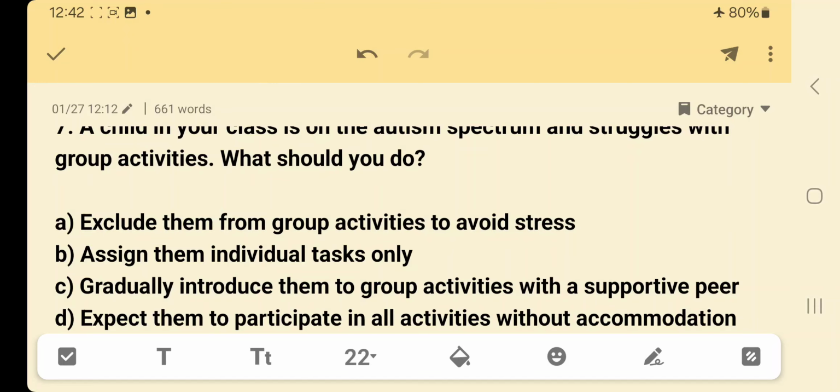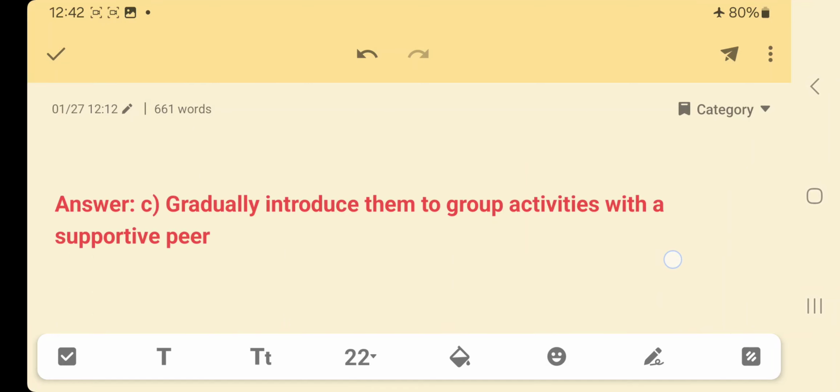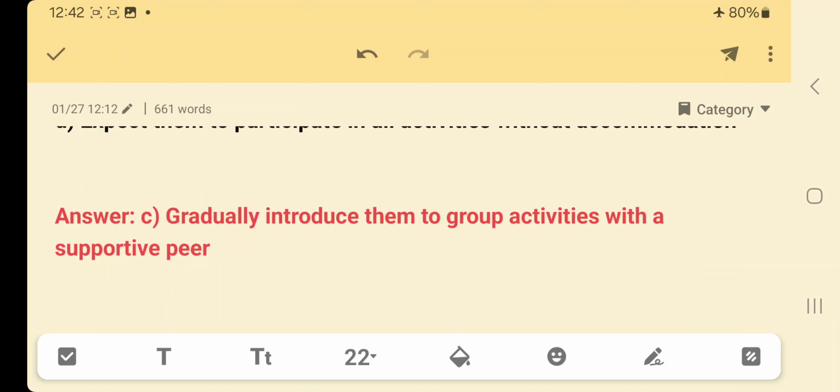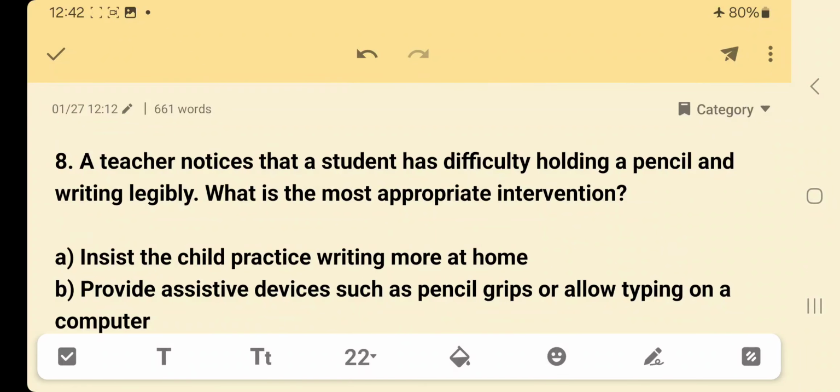Option D. Expect them to participate in all activities without accommodation. Answer. Option C. Gradually introduce them to group activities with a supportive peer. Question number 8. A teacher notices that a student has difficulty holding a pencil and writing legibly. What is the most appropriate intervention?